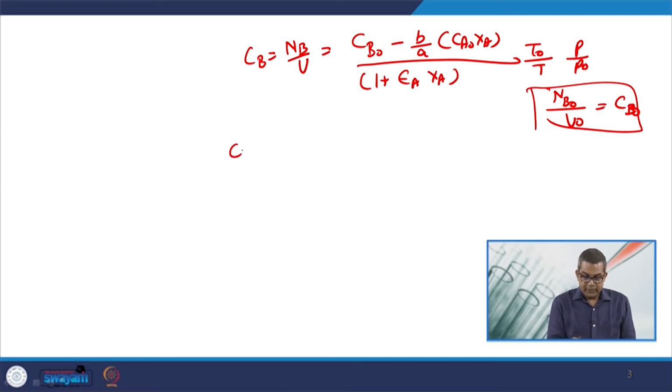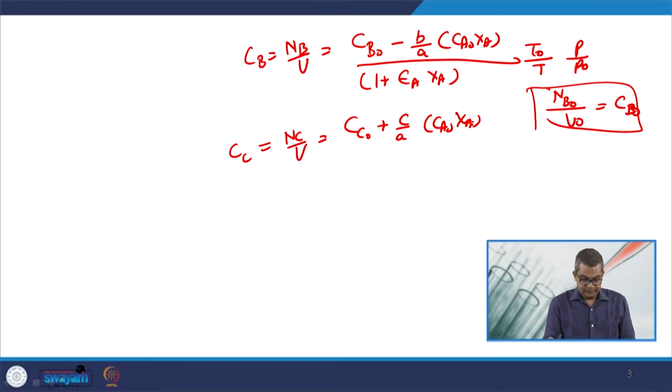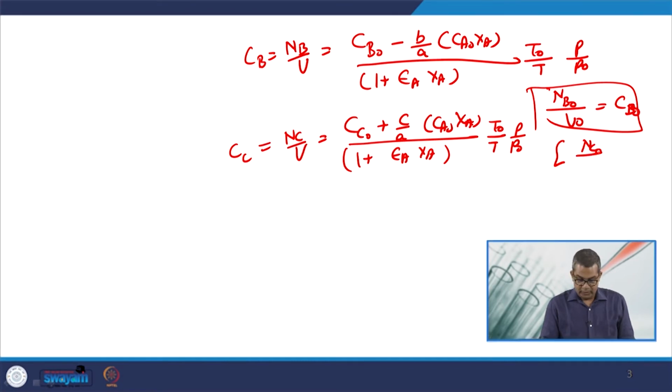Similarly, if we try to write the equation for concentration of C, that is Nc upon V, this is equal to Nc naught plus C upon A Ca naught XA upon 1 plus epsilon A XA times T naught upon T, P upon P naught. Here Nc naught upon V naught is equal to C concentration at 0 time.